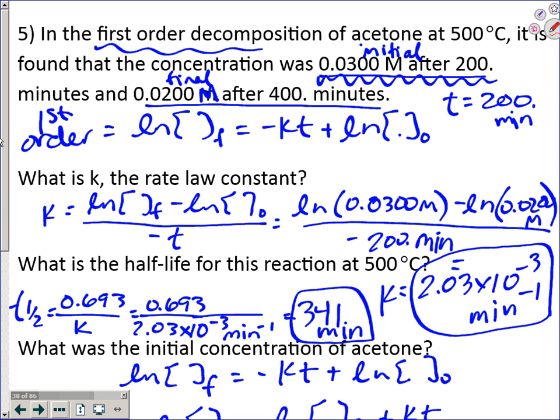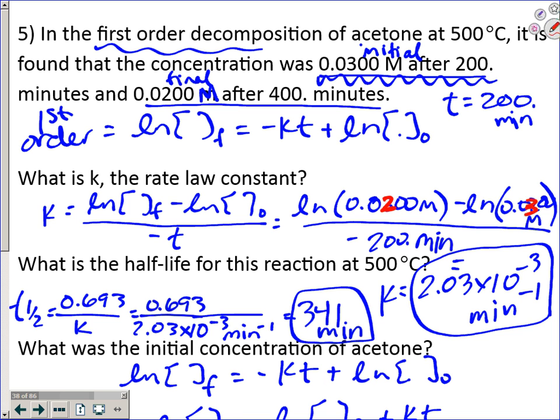This is final, so that's 0.03, and this is initial, which is 0.3. When I did mine, I had negated the negative, so I did it early. But yes, thank you for catching that. The way it's written here should be final minus initial over negative t. But regardless, we got the k value. Okay, we got the t1/2 value.